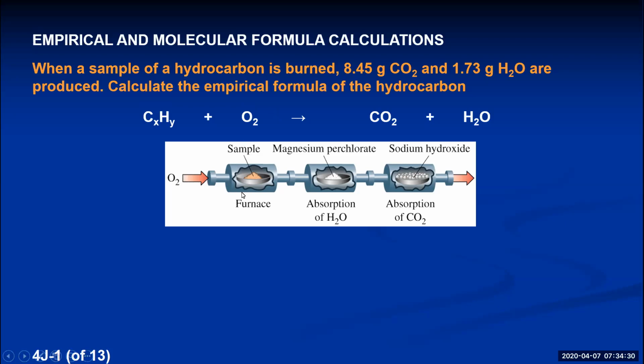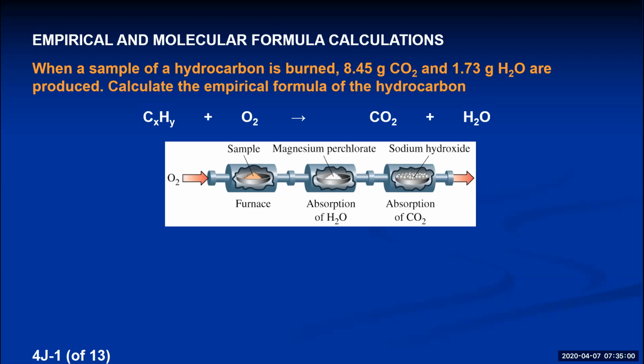The product gases, the carbon dioxide and the water vapor, are then passed through two separate chambers. One of them contains the compound magnesium perchlorate, which is an absorber of water vapor. So if the mass of the magnesium perchlorate is weighed before the burning is done, and then the water vapor passes over it and is absorbed and it is weighed again, you can measure the mass of water that was released from this combustion, which in this case is 1.73 grams.